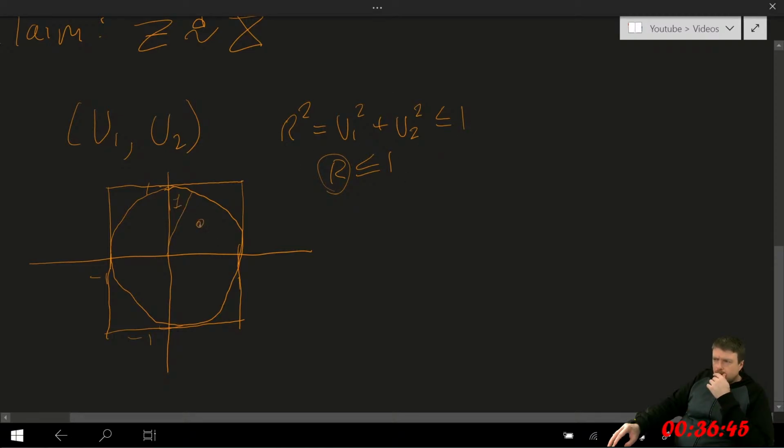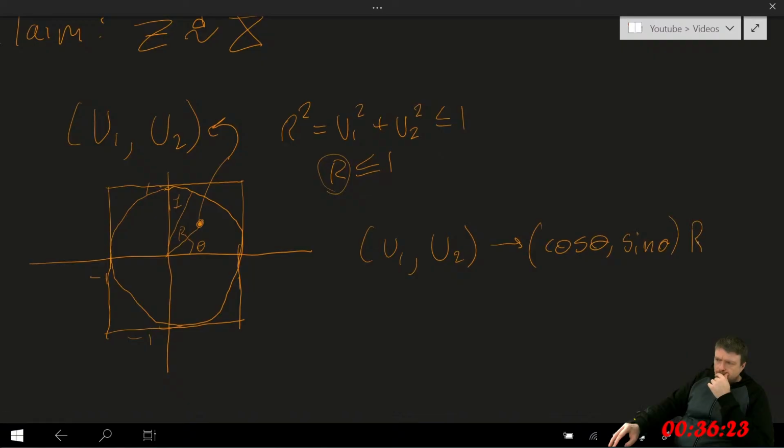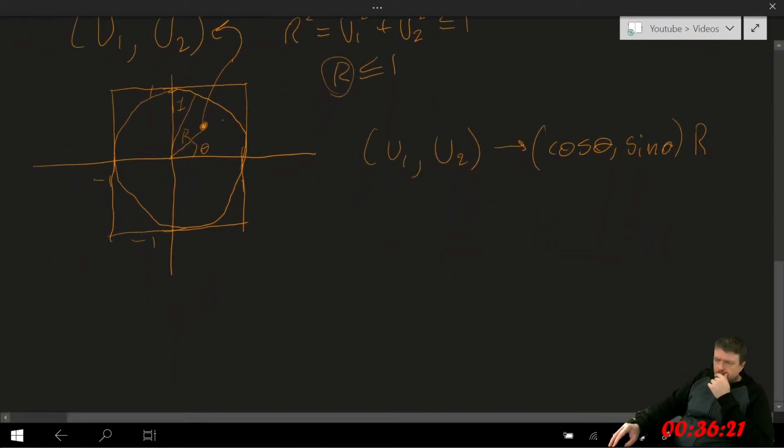Now, if we consider some point, if we say this is our point, U1, U2, just put it up here. Then instead of writing the coordinate as one coordinate and the other, we can use polar coordinates. So we can write it as distance and the angle. So this is the radius, this is the angle. Then U1, U2 can be written as the cosine of theta, sine of theta, and then both multiplied by r.